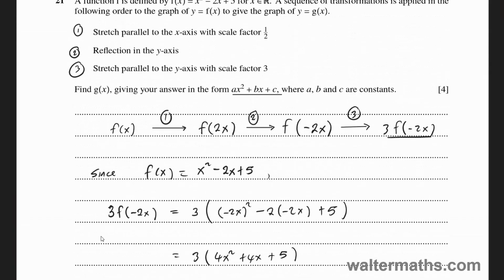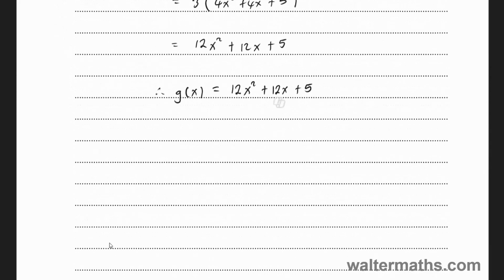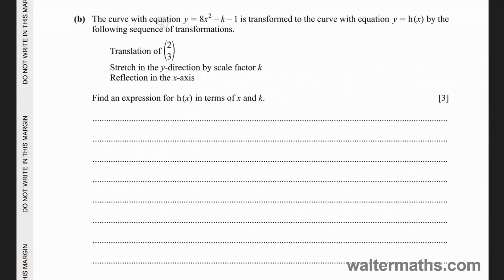All right, so that's how we do it for this particular question. Let's move on to the next one. The curve with equation y = 8x² − k − 1 is transformed to the curve with equation y = h(x) by the following sequence of transformations.